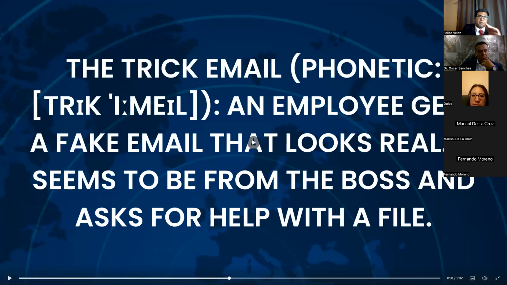Y ahí está el prompter. El prompter es lo que literal, cuando vas a una entrevista, es lo que te van diciendo, ¿sí? Entonces dice, the trick mail: hay un correo con el que se hizo la maldad. An employee gets a fake email, recibió un correo falso, that looks real, que parecía real. It seems to be from the boss, parece que era del jefe, and asked for help with a file, y pidió ayuda con el archivo.